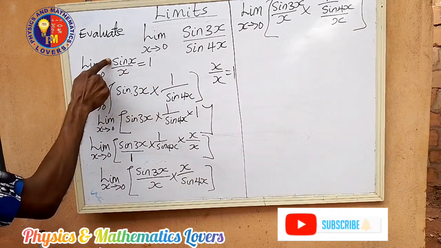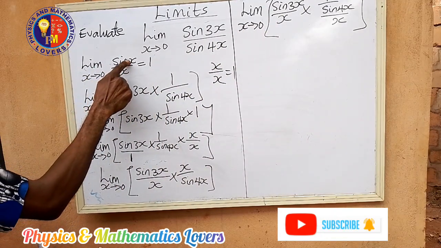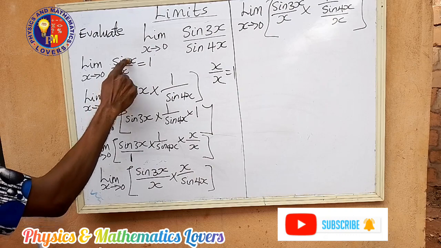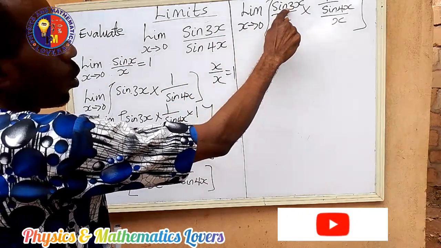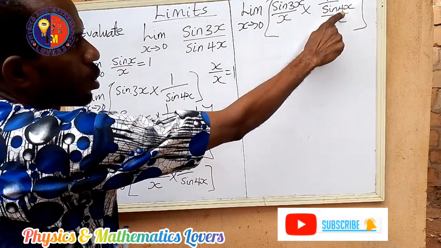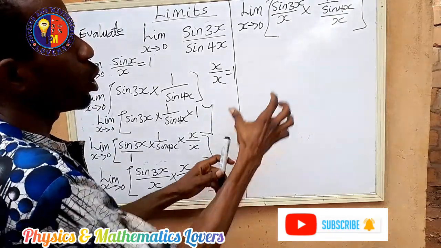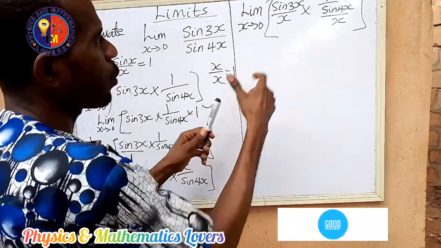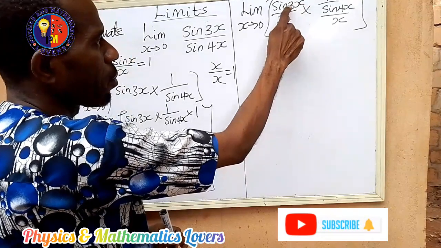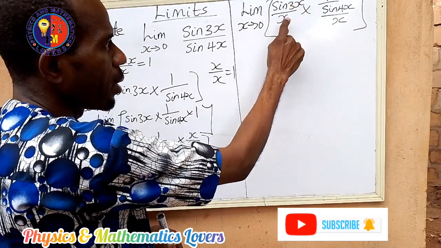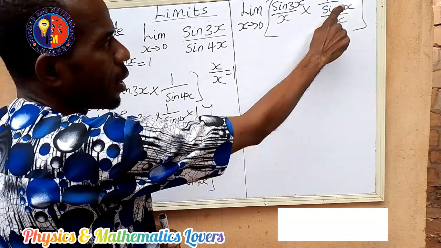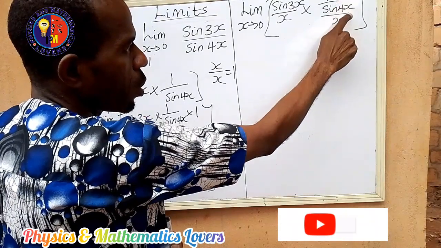If you look at this identity here, the coefficient of s must be the same. Here, the coefficient of s is not the same. So what do I have to do? For me to make this one the same, I will have to multiply up and down by 3.